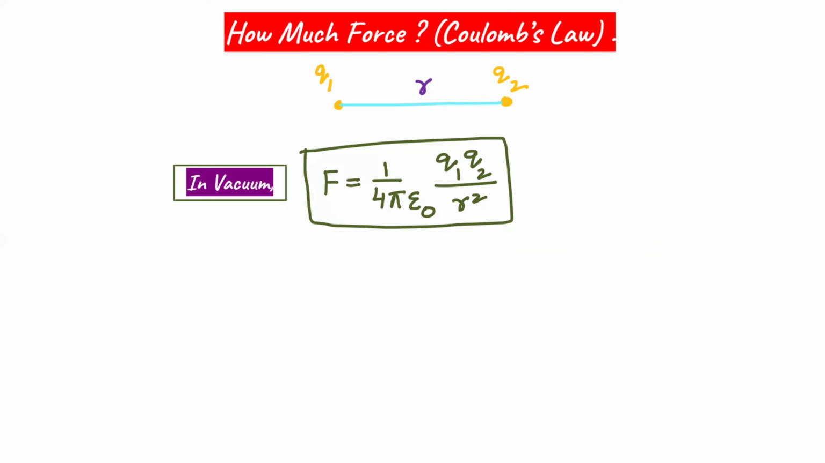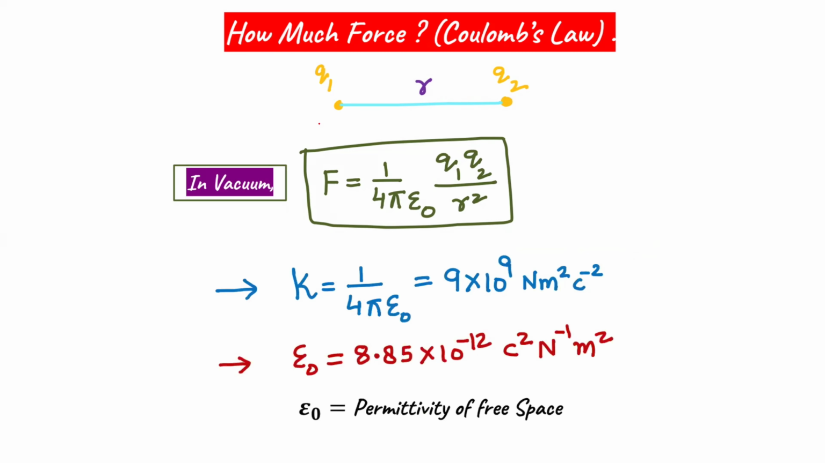So in vacuum the force magnitude is given by F is equal to 1 upon 4 pi epsilon naught, q1 q2 upon r square, where k is a constant which is 1 upon 4 pi epsilon naught, right? Now this is equal to 9 into 10 to the power 9 Newton meter square per coulomb square, right?